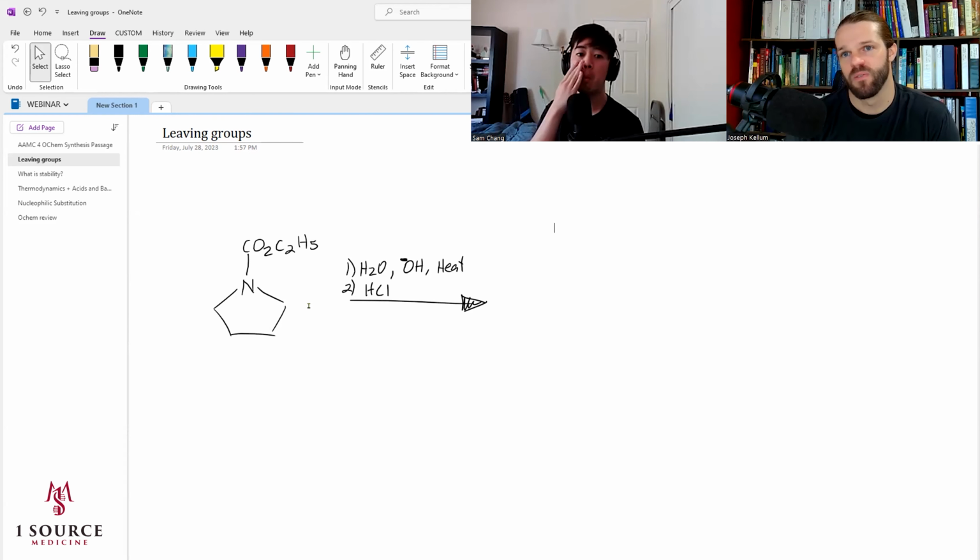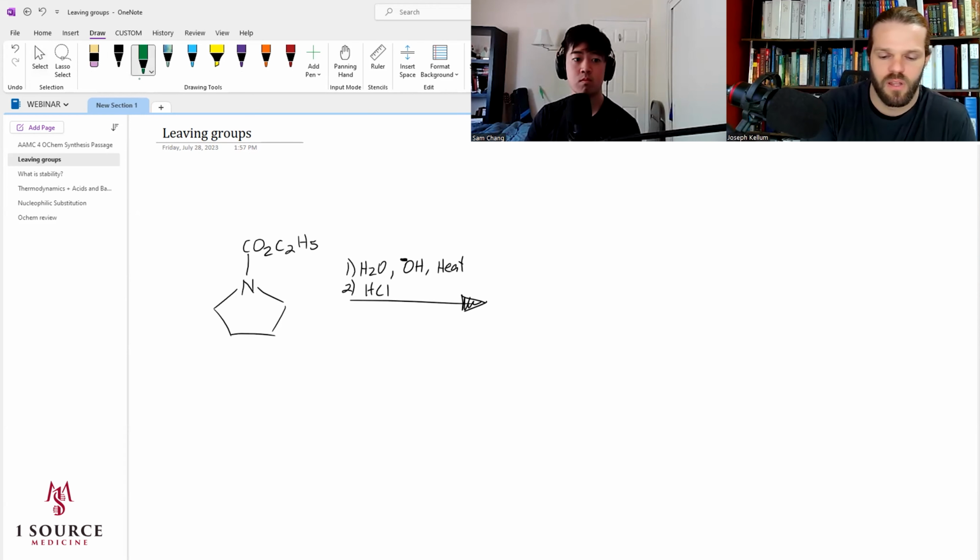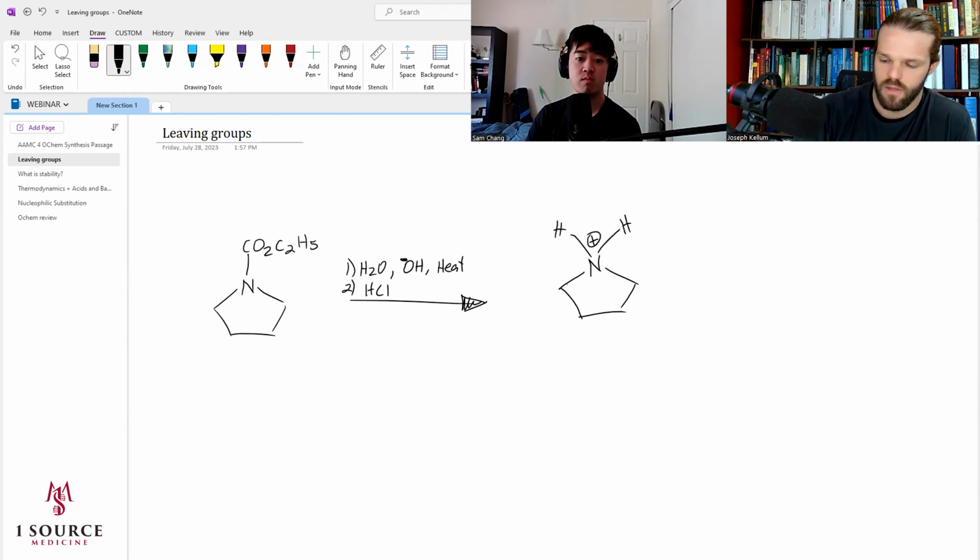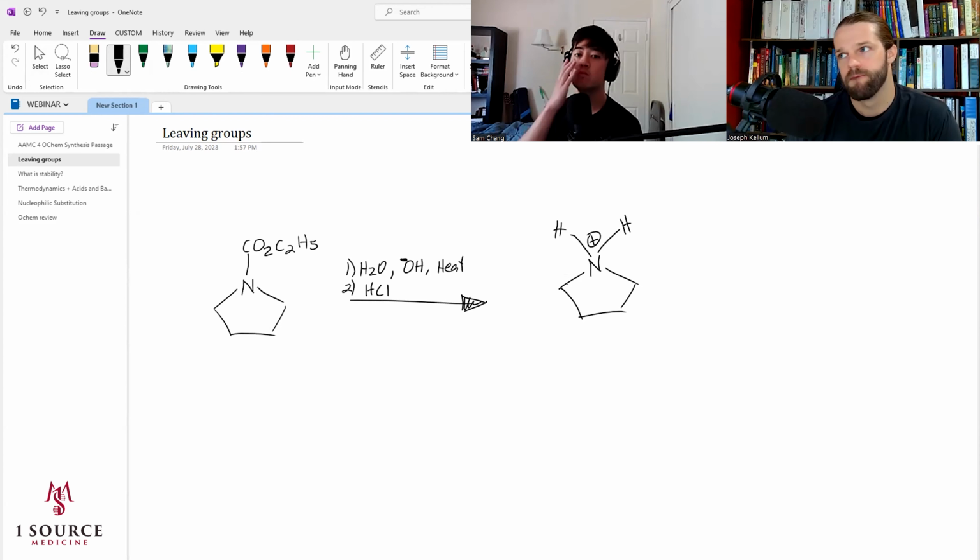What if I were to tell you that the product of this reaction is going to look like this? Oops, I can't draw. These are hard to draw. The product of this reaction looks like this. Is that possible? Am I right?